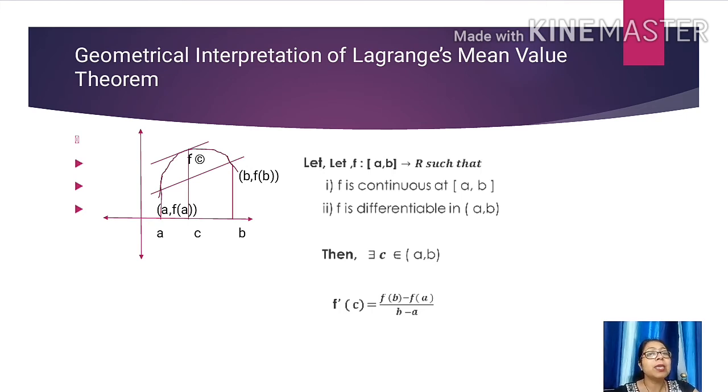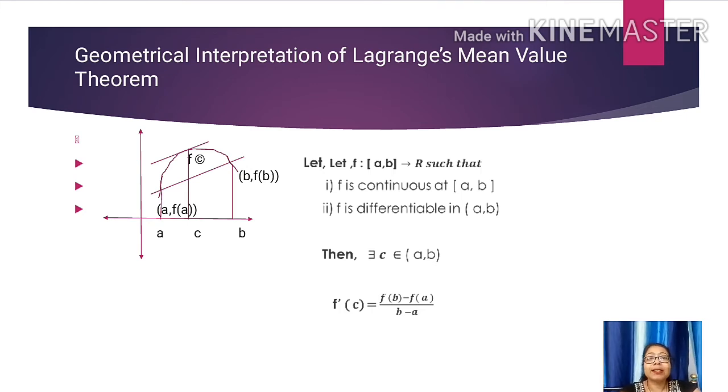So if we join these 2 points by a line, the slope of this line will be (fb minus fa) by (b minus a). According to the distance formula, if the points are (x1, y1) and (x2, y2), then the slope of the straight line is (y2 minus y1) by (x2 minus x1). So the slope of this straight line is fb minus fa by b minus a.